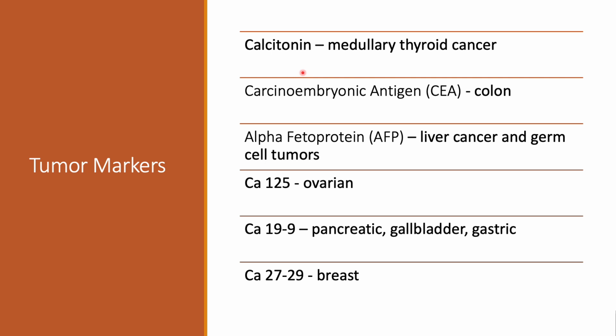The carcinoembryonic antigen, or the CEA antigen, is often used in colon cancer. So if your patient has a mass and your biopsy is scheduled, you'll also see a CEA being drawn. And if that's elevated, you probably are dealing with cancer. The alpha-fetoprotein, or AFP, is positive in liver cancer and germ cell tumors. CA-125 we use for ovarian cancer. CA-19-9, pancreatic, gallbladder, and gastric cancers, also liver. And CA-27-29, we see that in breast cancer as well.